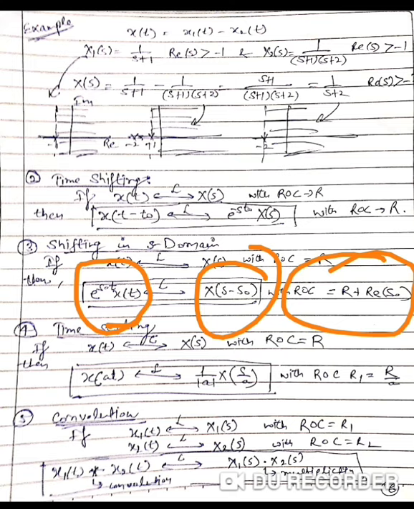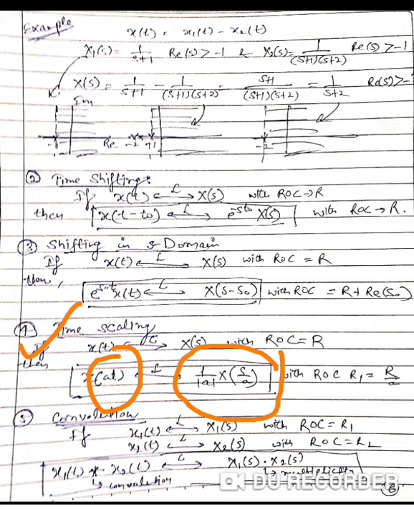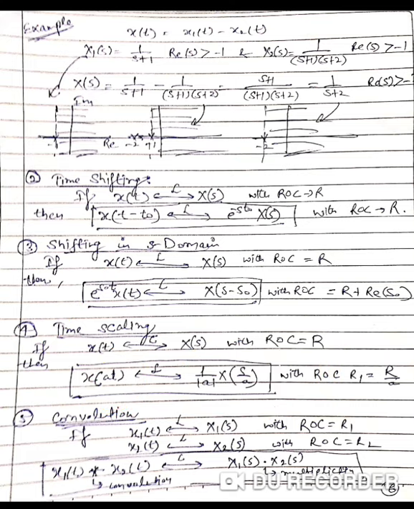Next is time scaling. If we have a signal x(t) whose Laplace transform is X(s) with ROC equal to R, and we apply time scaling a into t, then the Laplace transform of this function will be 1 upon a into X(s divided by a), and the ROC will be R divided by a.